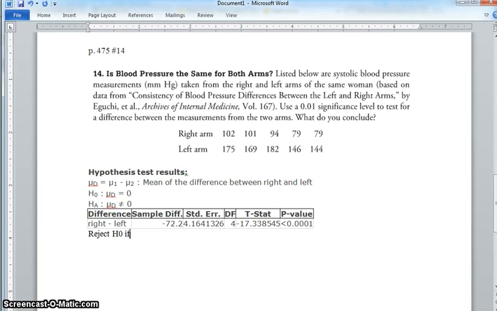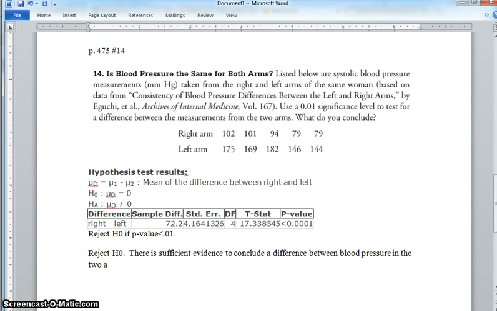just like we did before, and as we always have, reject H0 if p-value is less than alpha, which for this problem is 0.01, and the p-value less than 0.0001 is certainly less than 0.01. Therefore, we reject H0 and say that there is sufficient evidence to conclude a difference between blood pressure in the two arms. Okay?